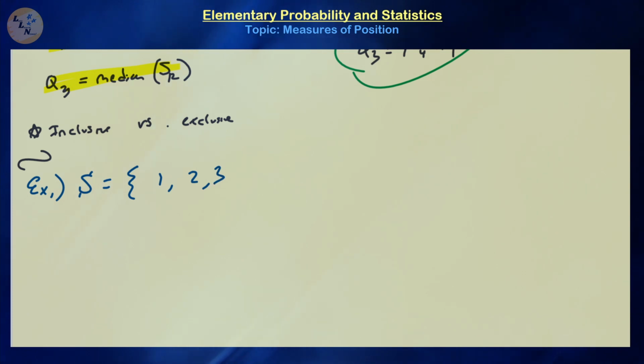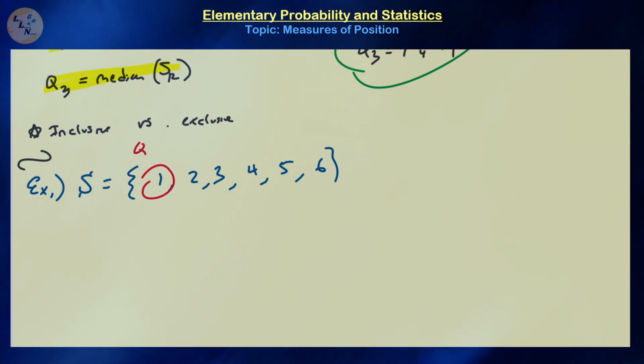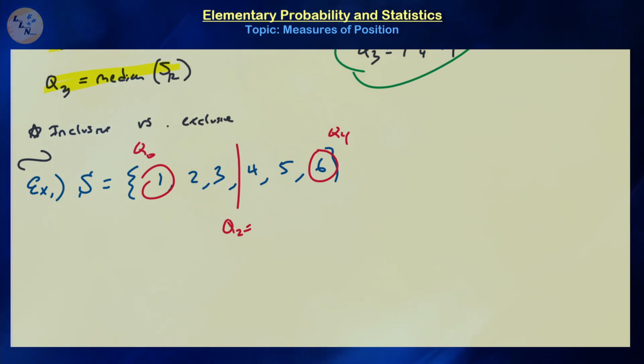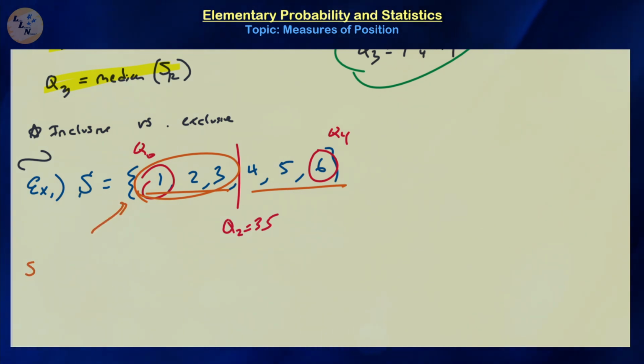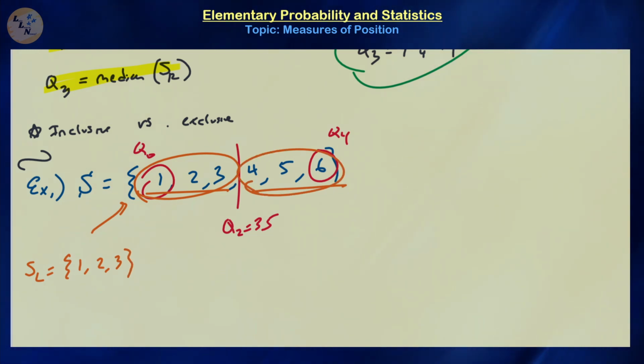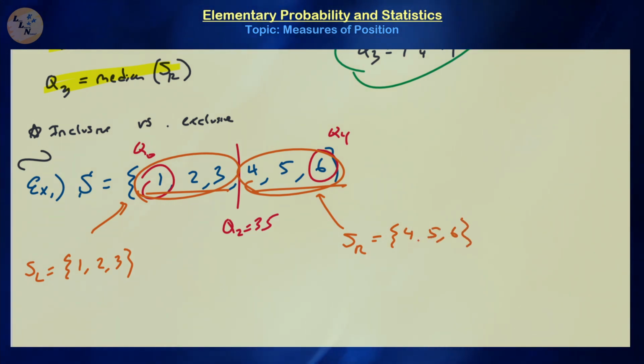So 1, 2, 3, 4, 5, and 6. This is going to be Q0, this is going to be Q4, and the median, Q2, is going to be the median of this data set, so that's going to be 3.5. So we're going to be using the median-based approach for center quartiles and inner quartiles. Now notice when I draw this red line, I've broken up the set into two evenly sized sets. This set right here I'm going to call SL, so SL is the set 1, 2, and 3. And this set over here I'm going to call SR, so SR is the set 4, 5, and 6.